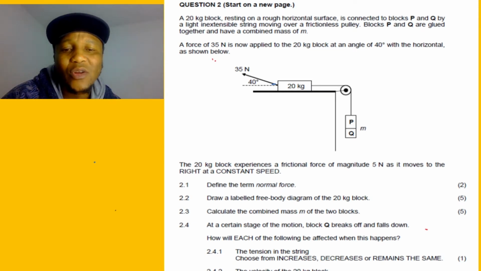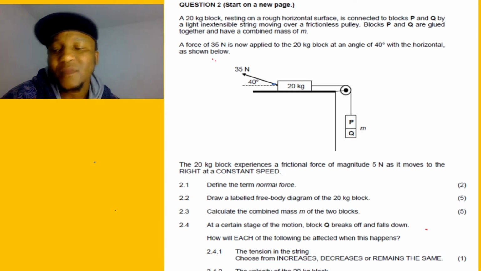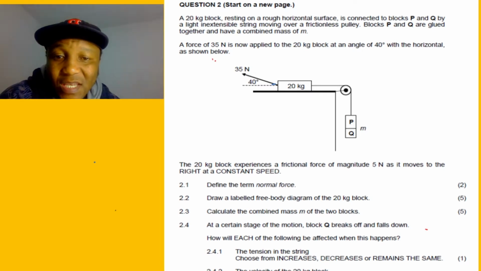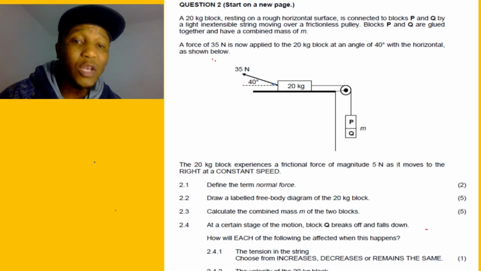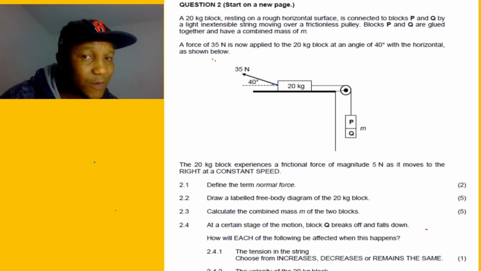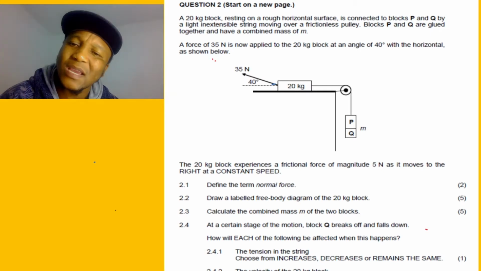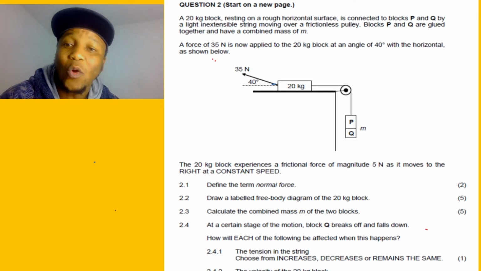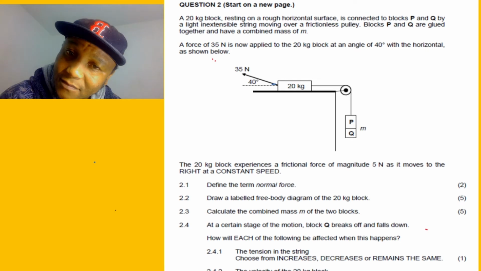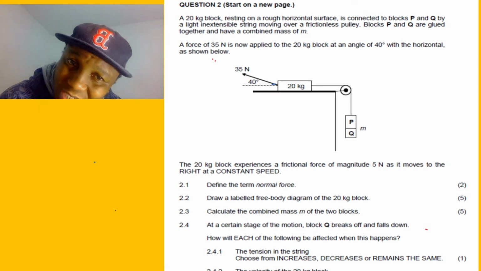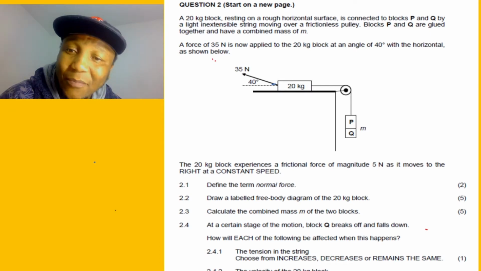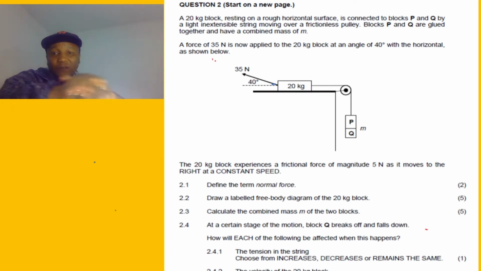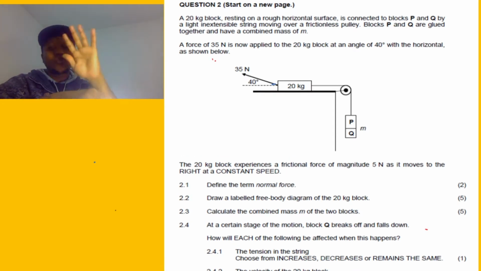Now they say the 20 kilogram block. Let's go to the question now. They say the 20 kilogram block experiences a friction force. So this block here is going to start to feel a friction force. What does that mean? Look, people, when there's a friction force here, because there's contact between the block and the surface of the table, there's a friction force. Like, look, if you scratch your hand, you're going to start to feel hot. Why? Because there's a friction force between your hands.